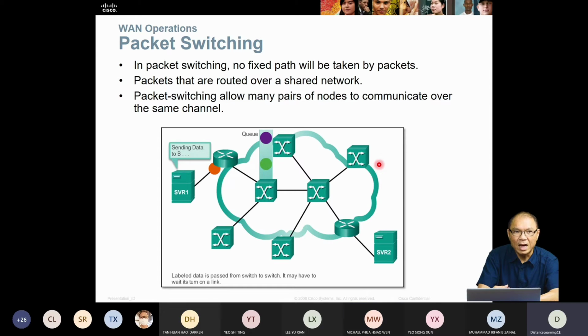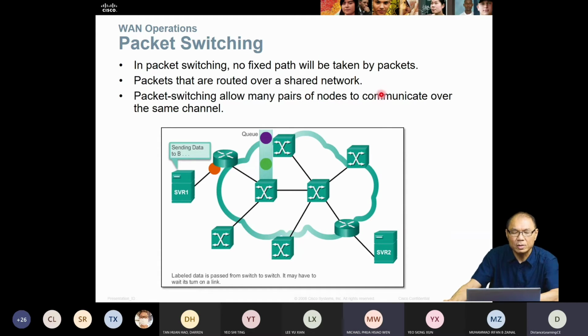The answers are circuit switching and packet switching, but I don't think they will ask like that. They probably ask you which type of switching technology would be more appropriate in what circumstance. Given a scenario, what kind of switching technology would be more appropriate for you to use? We will go through that. It is an application question.